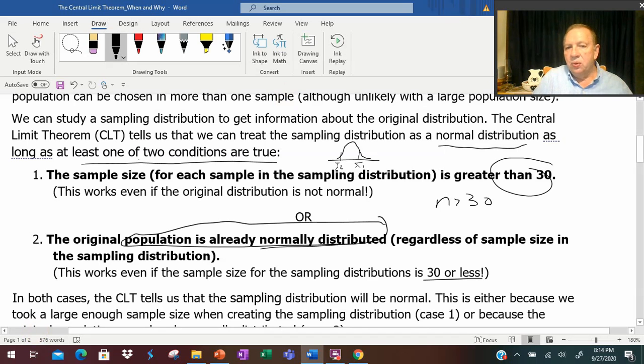If I don't see normally distributed in the statement of the problem, I cannot treat it as normally distributed unless n is at least 30. If it's not big, I can't do what we need to be able to do.